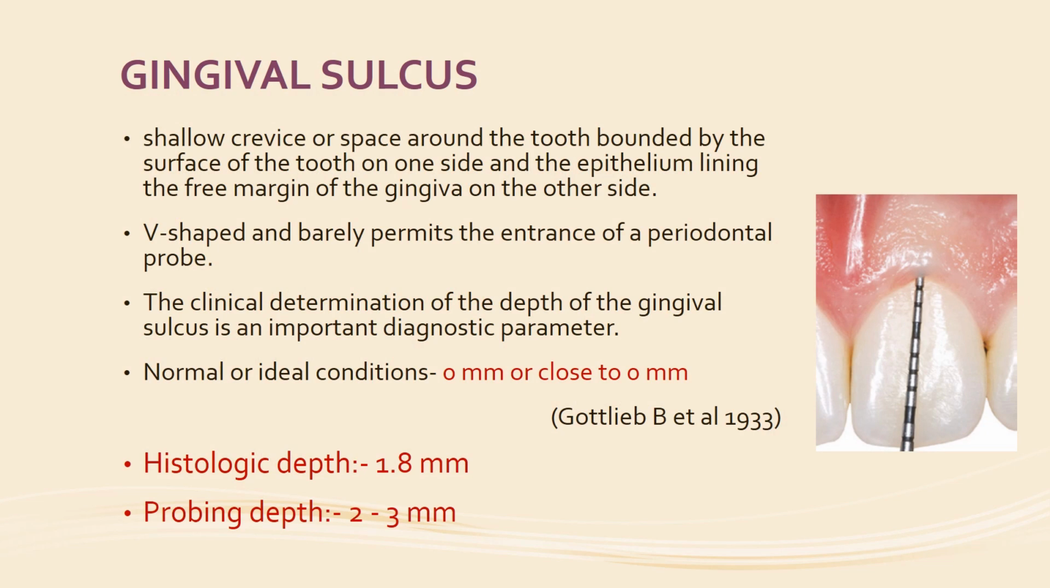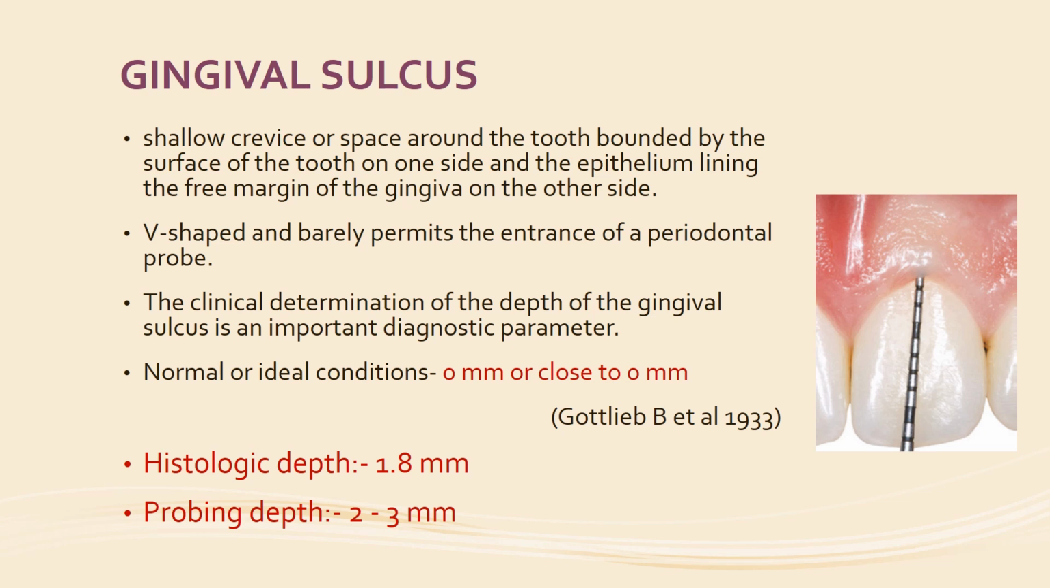Coming to the gingival sulcus. A gingival sulcus is a shallow crevice or space around the tooth bounded by the surface of the tooth on one side and epithelium lining the free margin of the gingiva on the other side. It is V-shaped and barely permits the entrance of a periodontal probe. The clinical determination of the depth of the gingival sulcus is an important diagnostic parameter.